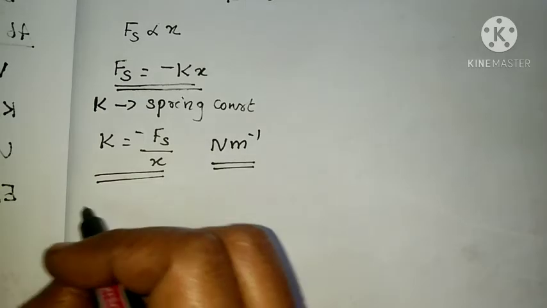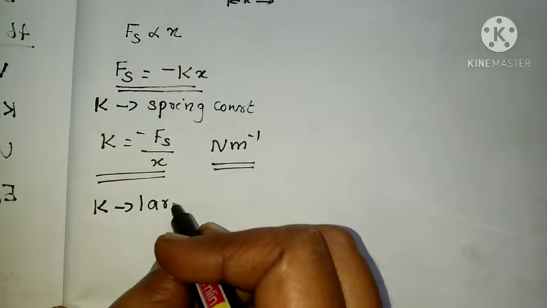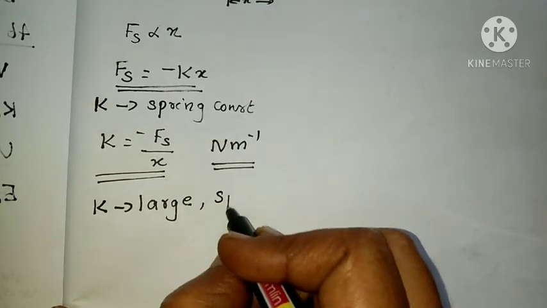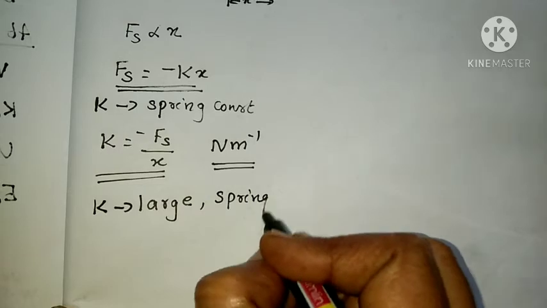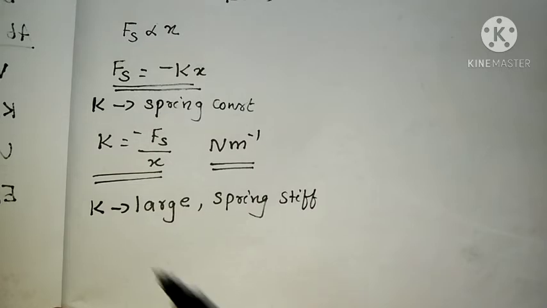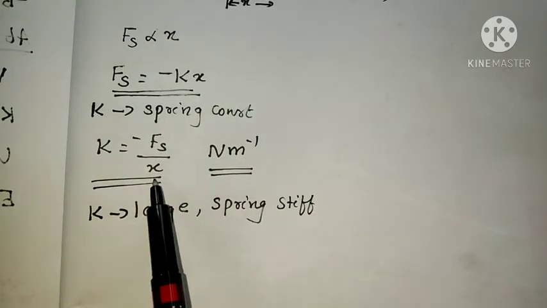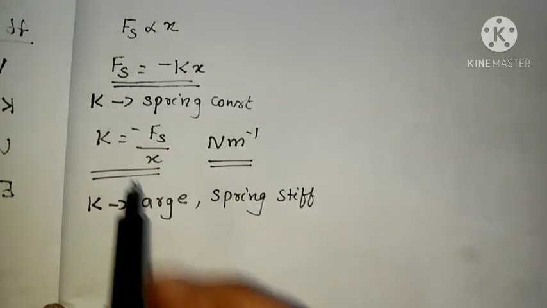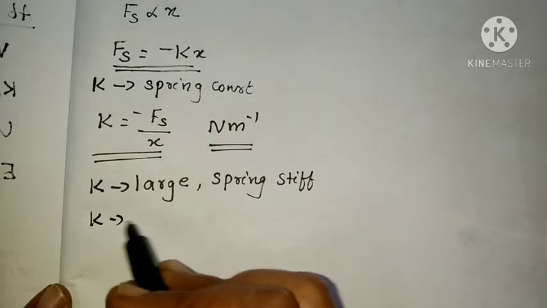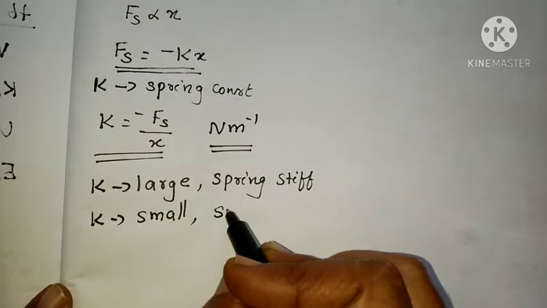If the magnitude of k is large, then we can write that the spring is stiff. Spring is stiff. So that means you have to apply a greater force to move the spring through a distance x. Clear? Then similarly, if k is small, then we can say that the spring is soft.